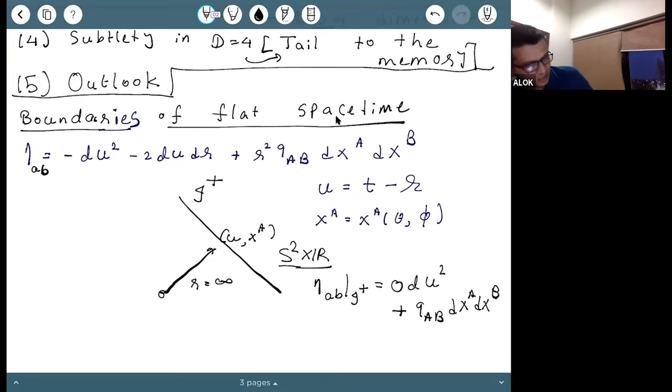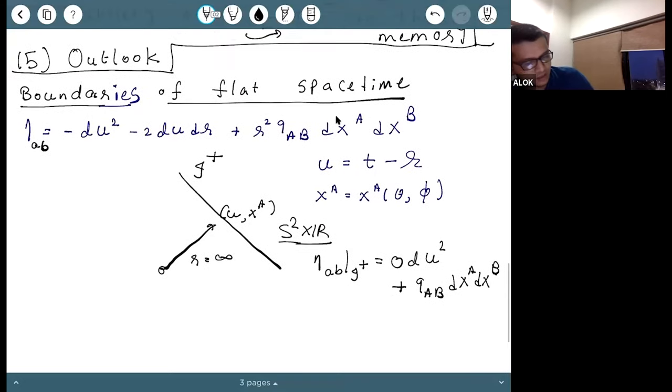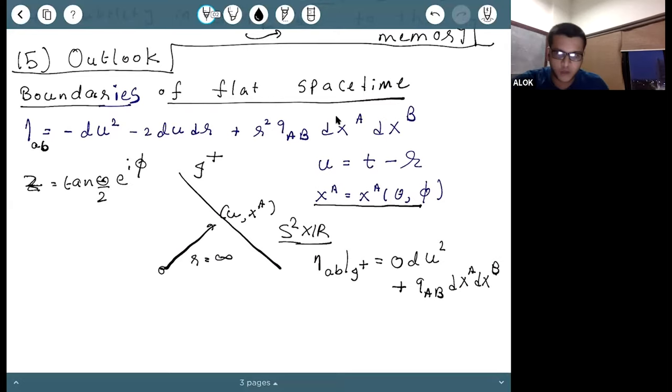And just for later notation, I'm always going to use these x's as coordinates on the sphere at infinity, and I'm always going to use stereographic coordinates. So I'll use the usual z and z bar, which is tan theta by 2 e to the i phi, because they will be convenient for us when we study symmetry.